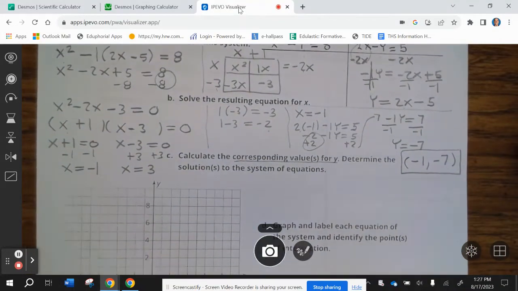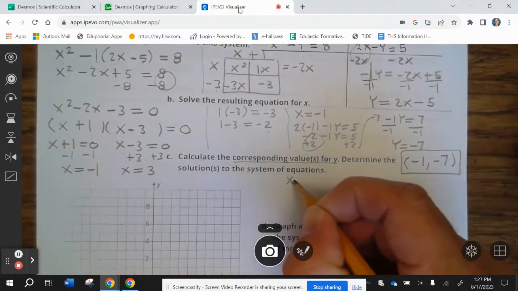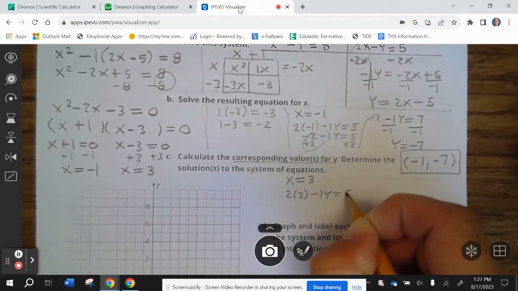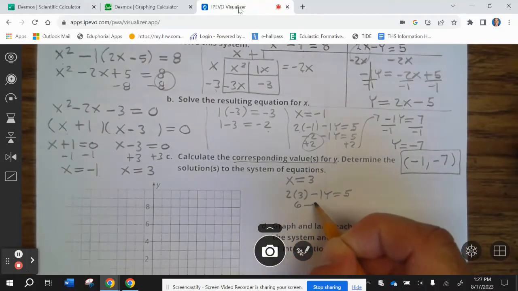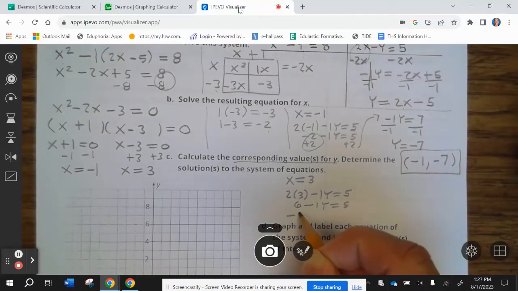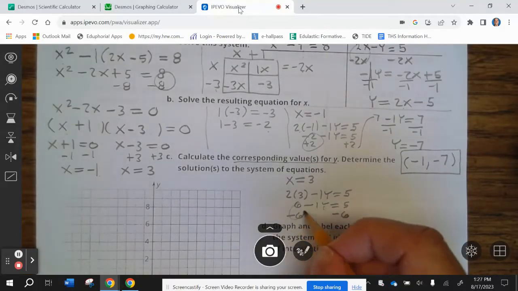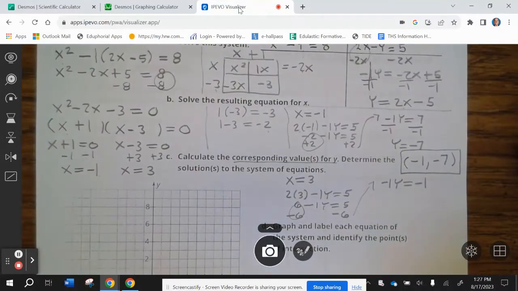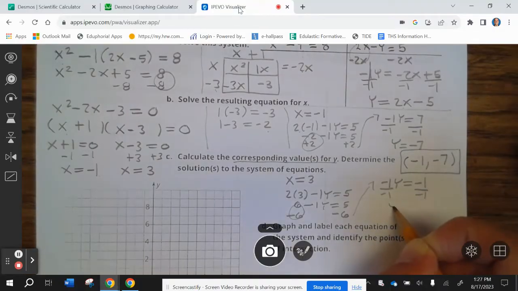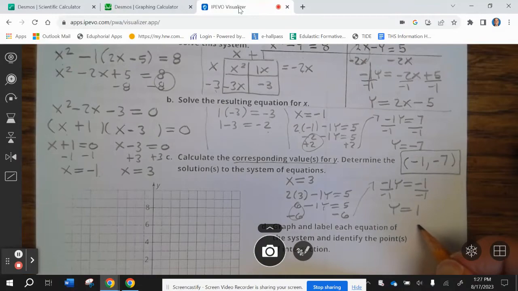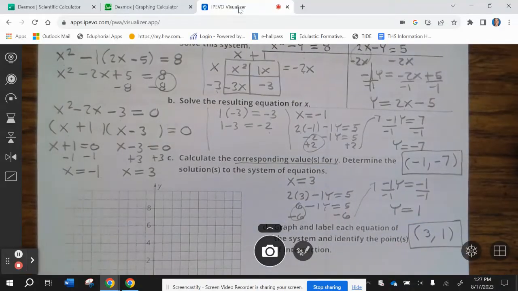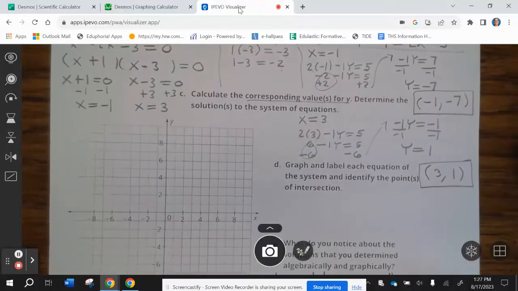Okay. Now let's go ahead and do that for 3. So when x is 3, we have 2 times 3 minus 1y equals 5. Well, 2 times 3 is 6, so that's 6 minus 1y equals 5. Subtract 6 from both sides. This becomes 0. You have negative 1y equals negative 1. Divide both sides by negative 1. Y equals 1. So your solution is 3, comma 1.